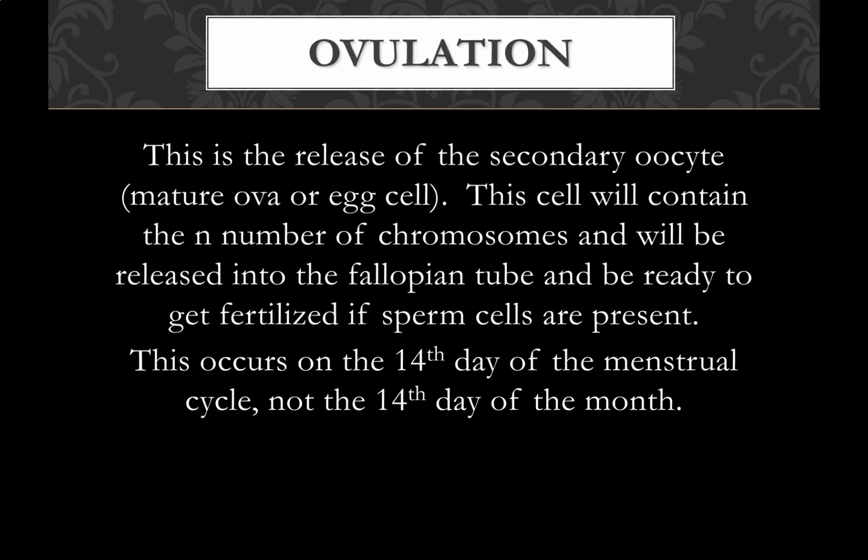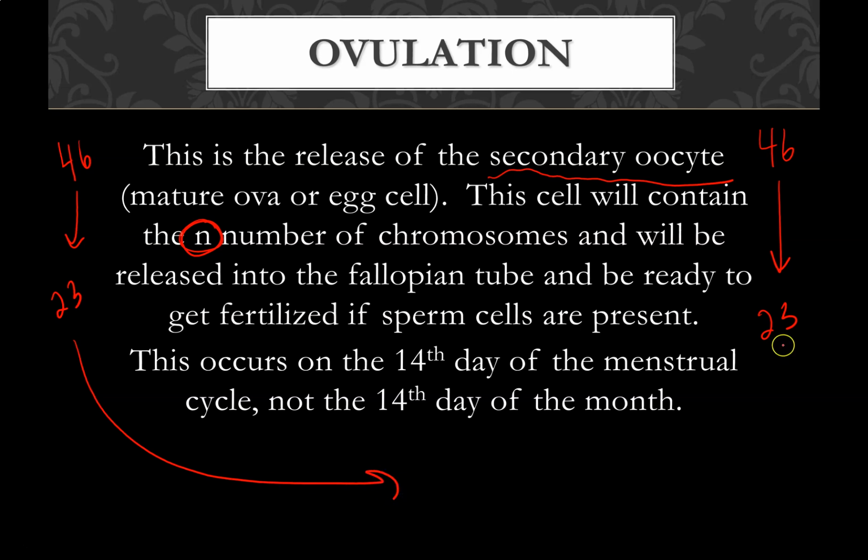So that's the refresher on the ovary. Now ovulation, once again, is the release of this thing known as the secondary oocyte, and we can say the egg, basically, or the mature ova. And this cell will contain what is known as the N number of chromosomes. Remember, humans have 46 chromosomes. Dad's sperm had 23. Mom has 46 chromosomes, but her egg is only going to have 23. So when the egg and the sperm get fertilized, your 23 plus 23 gives you 46 for the new baby.